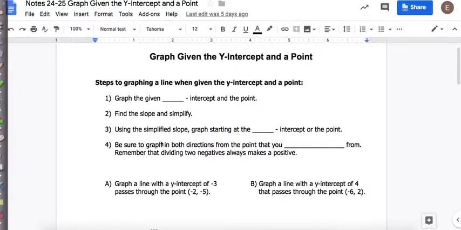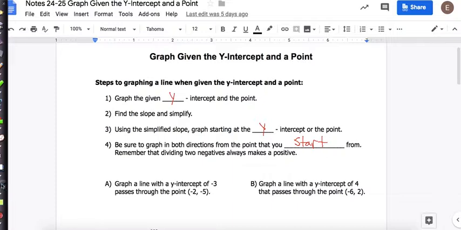So graph the given y-intercept and the point. Then we have to use those 2 points to find the slope and simplify. Using the simplified slope, graph starting at the y-intercept, or you could start at the point. Be sure to graph in both directions from the point that you start from. Remember that dividing two negatives always makes a positive.